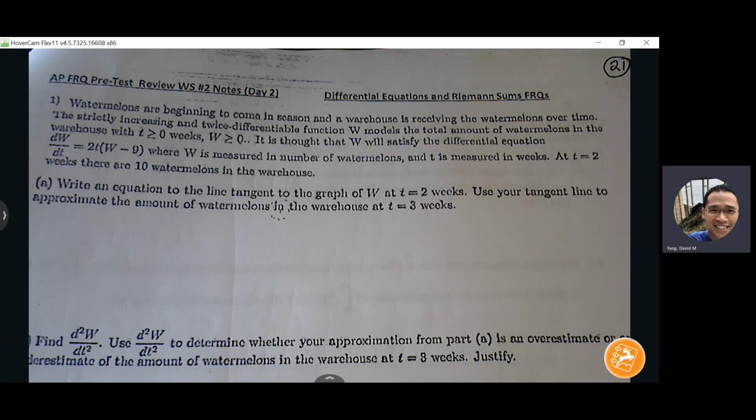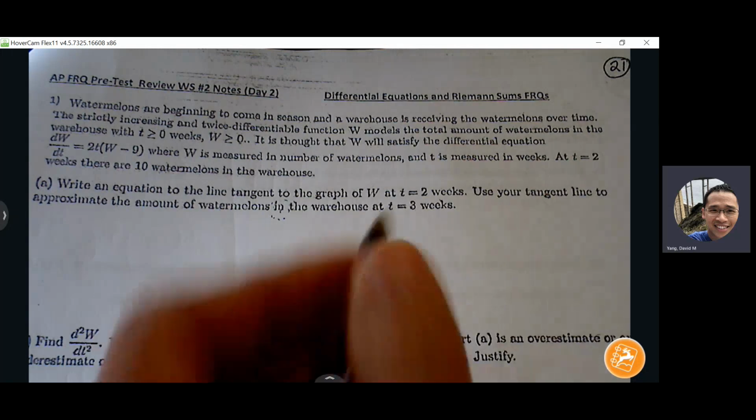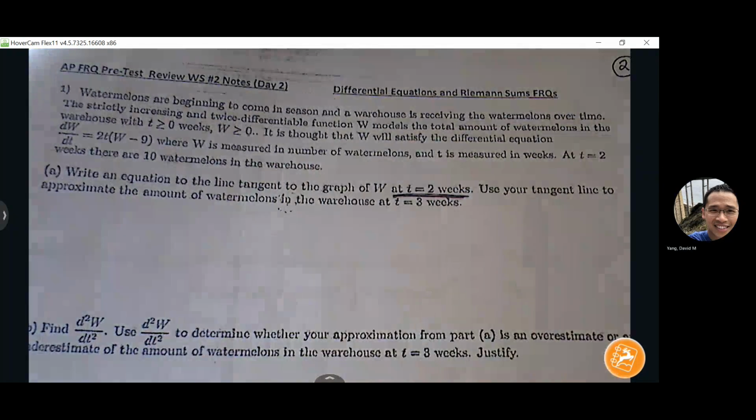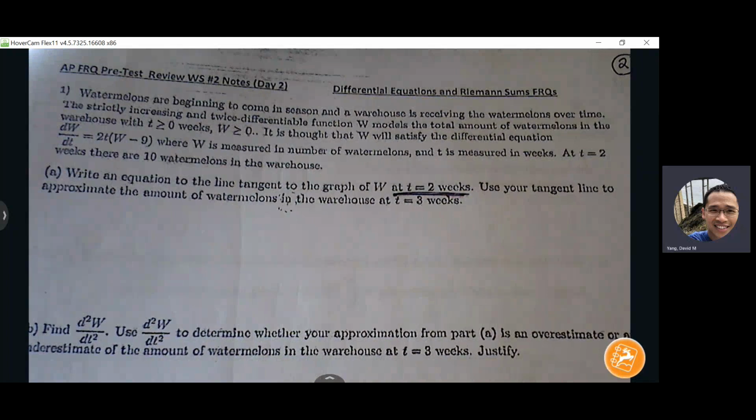It is thought that W will satisfy the differential equation dW/dt, where W is measured in number of watermelons and t is measured in weeks. At t equals 2 weeks, there are 10 watermelons in the warehouse. Write an equation for the tangent line to the graph of W at t equals 2 weeks. And then we'll do tangent line approximation or linear approximation.